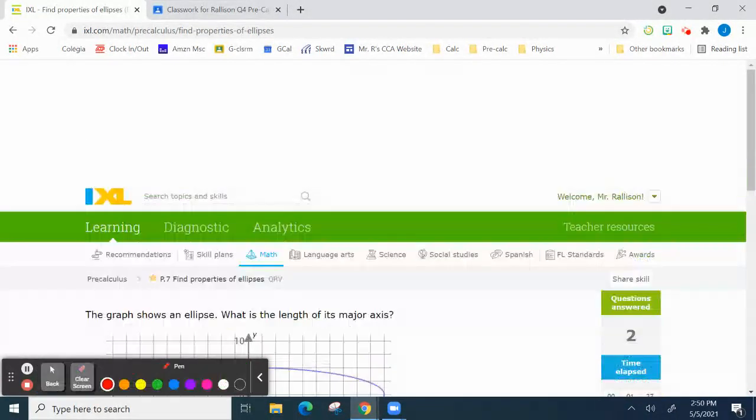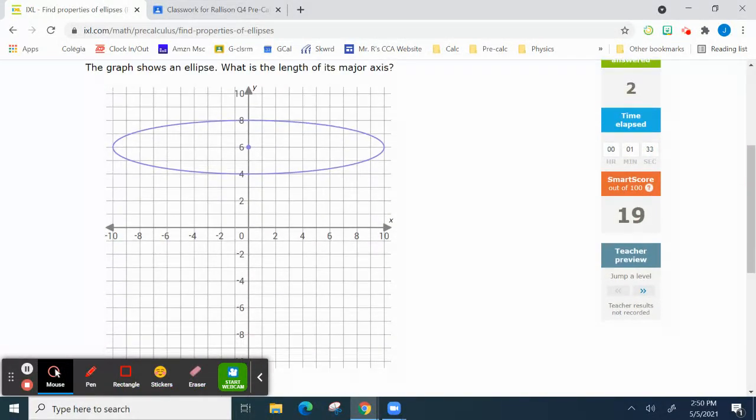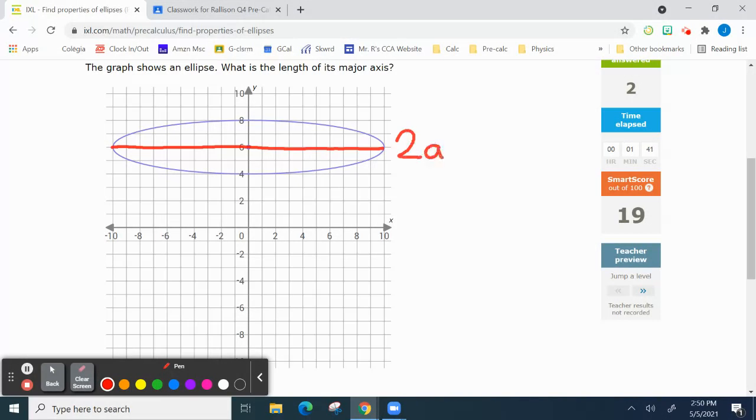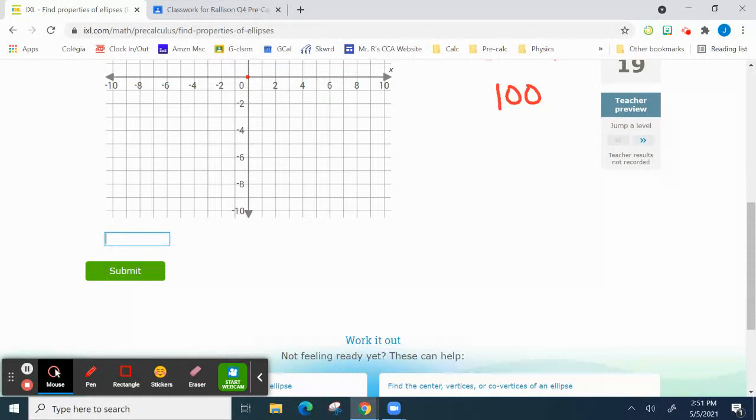Okay, clear that. This graph shows an ellipse. What is the length of its major axis? The major axis is, of course, the long one. And the major axis is 2a, which means that this distance there is a. And so that distance is 10. So 10 plus 10 is 20, which means that if this was in our equation, you would have 100 on the bottom where the a squared is. So 20.